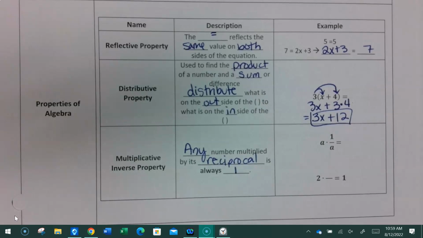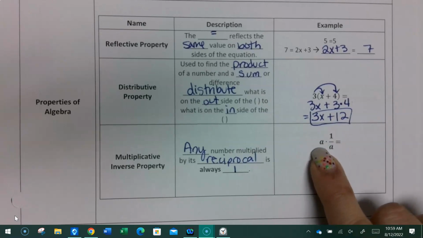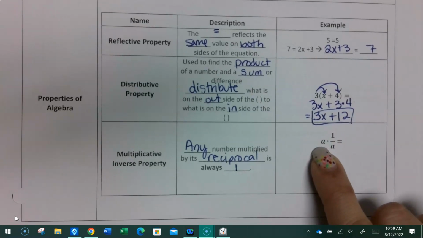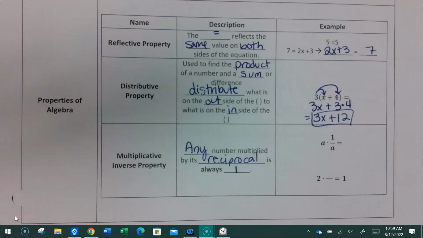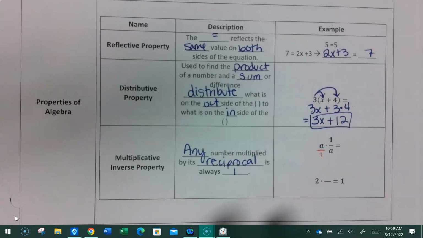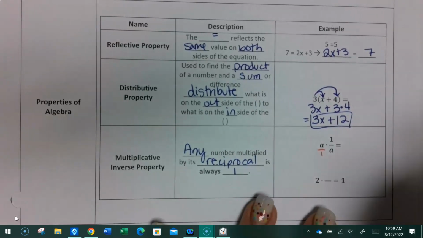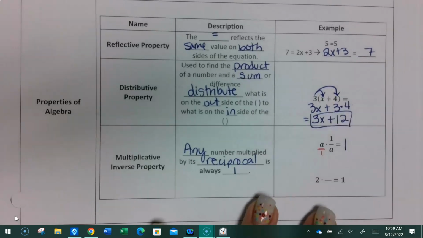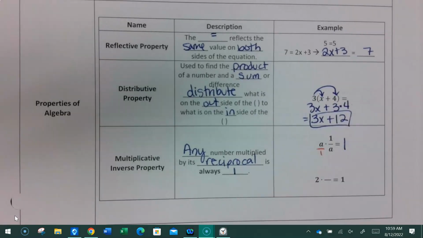Okay, so I have 2 examples here. So if I have a number A, and it's a whole number, and it's not a fraction, typically, it's over an imaginary 1. So I can take that and flip it, and multiply by 1 over A. So this should give me 1. Okay, so what is my reciprocal of 2? 1 over 2.